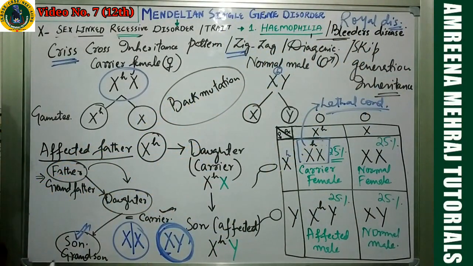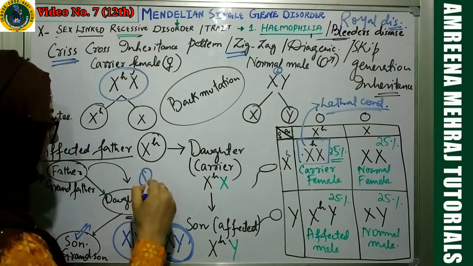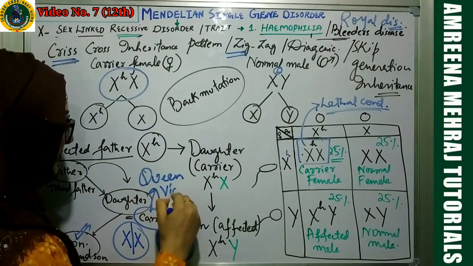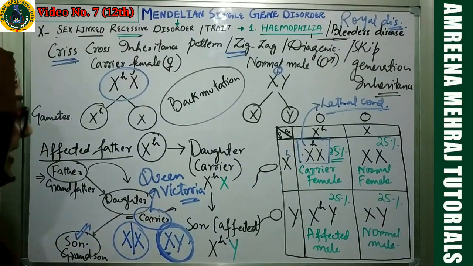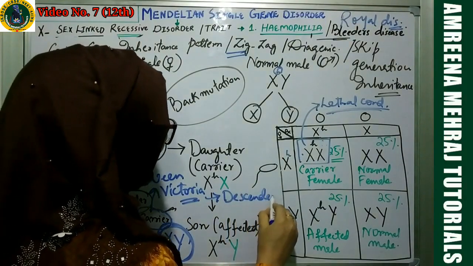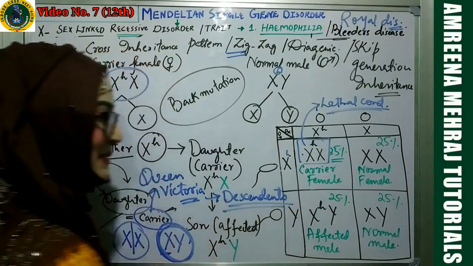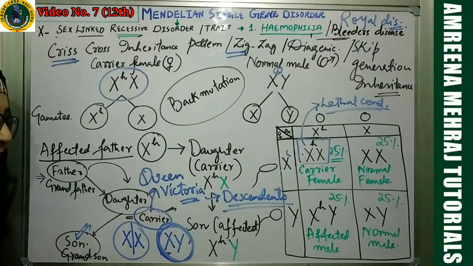And the situation you understood now, the carrier was Queen Victoria. That's why you call it a royal disease, because you find this situation in her descendants. That means in the royal family, the kings and the princes suffered from this particular disorder. This was all in this particular video lecture.